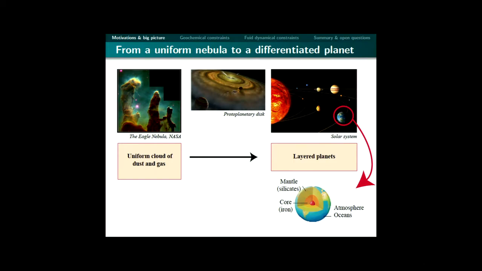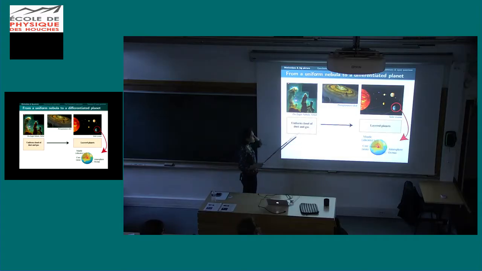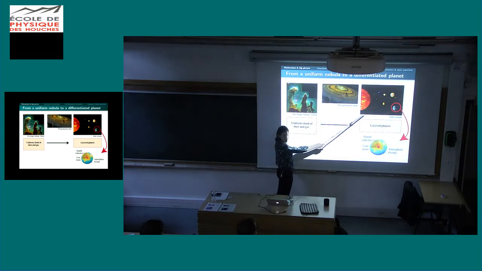Okay, so what are we talking about when we talk about Earth formation? We talk about how you go from a cloud of dust and gas that we call a nebula to a planetary system, like the solar system today, with planets that are very well organized, with a core and a mantle.